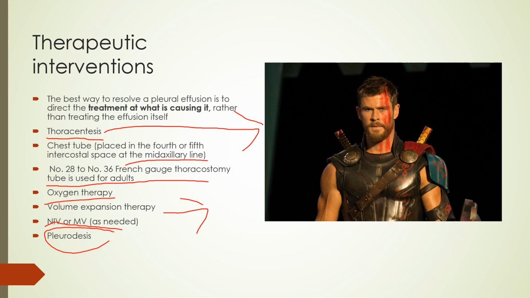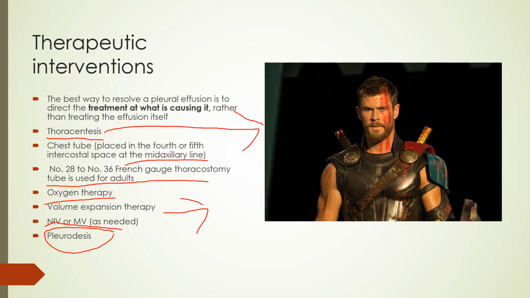Pleurodesis is where they actually adhere the visceral and the parietal pleura together. I've seen them in lung cancer patients where they'll do this. CHF patients, I've seen them done in CHF patients as well. They actually adhere parts of the visceral and the parietal pleura together. Either they go in there and scrape it up so they both scar together, or they put a powder in there that adheres them together. And then obviously if those are both adhered together, you do not have the opportunity for a collection of fluid there. And so that's just a treatment option.